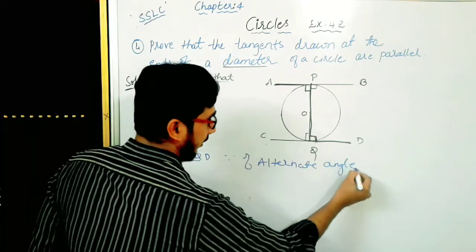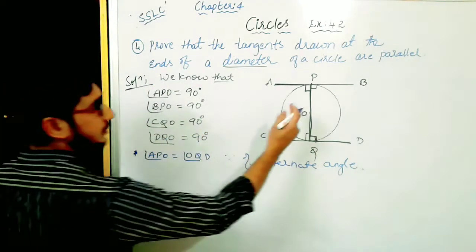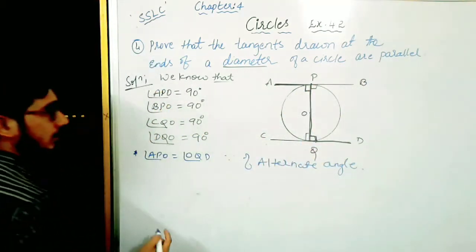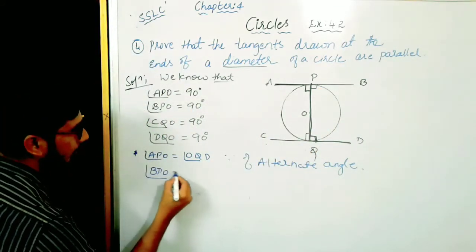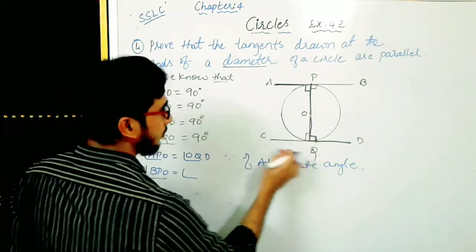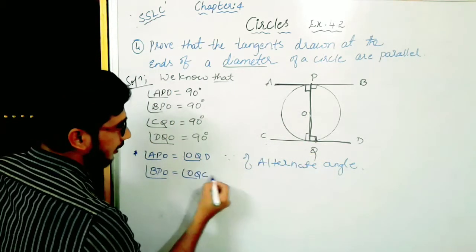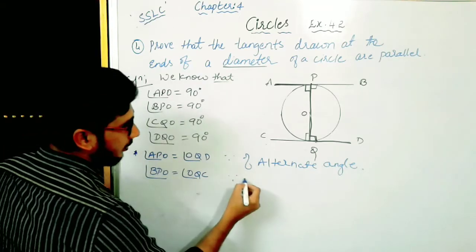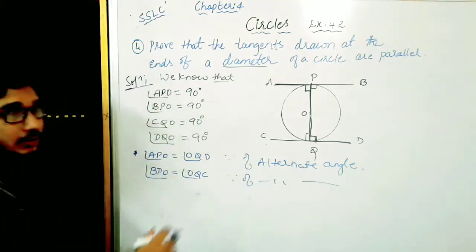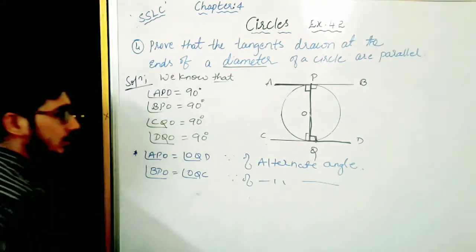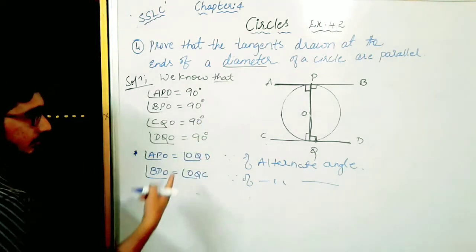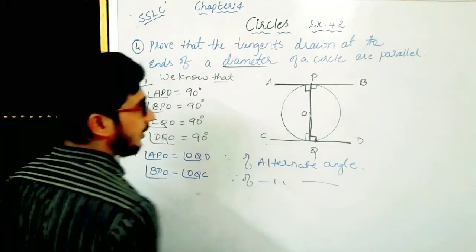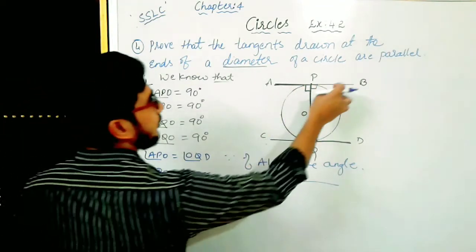Alternate angle. Again, this pattern, reverse Z. BPO is equal to OQC. Both are equal. Why? Because of the same thing, alternate angle. You have to write completely, don't copy like this. Because of alternate angle. So when these two alternate angles are equal, then obviously these two lines are parallel.